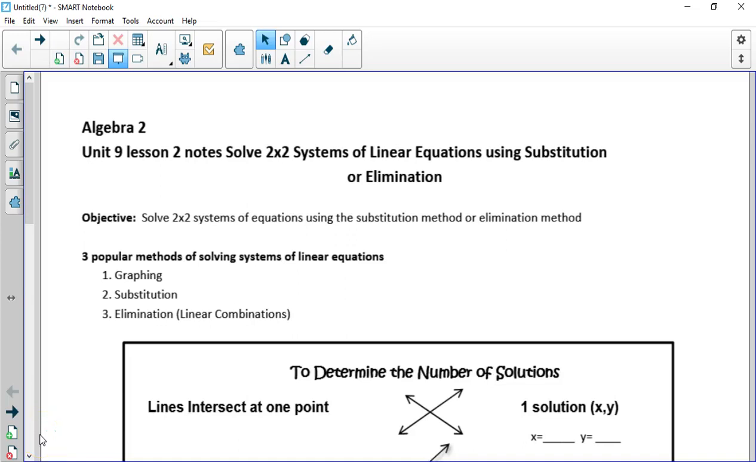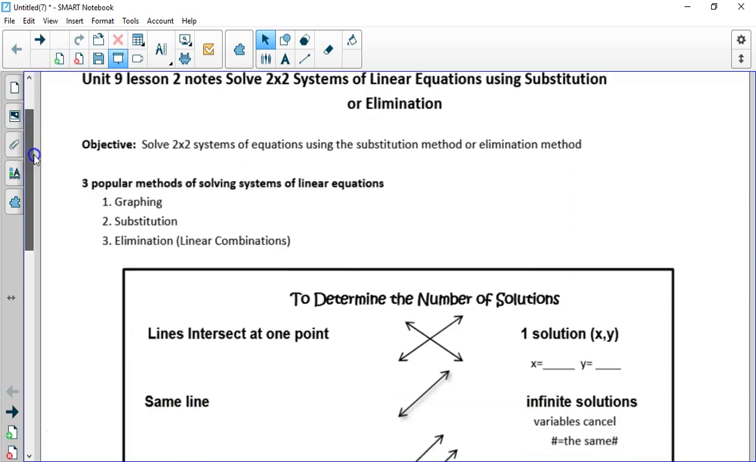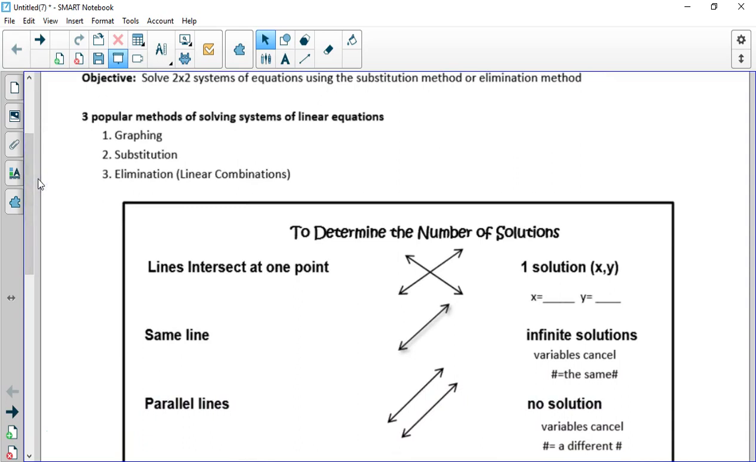Lesson 2. Again, this should be reviewed from Algebra 1, freshman year. Solving systems by using substitution or elimination. Now, we've already talked about graphing, which again is a little more time consuming, and it can also be highly inaccurate, especially if you're not using straight edges.